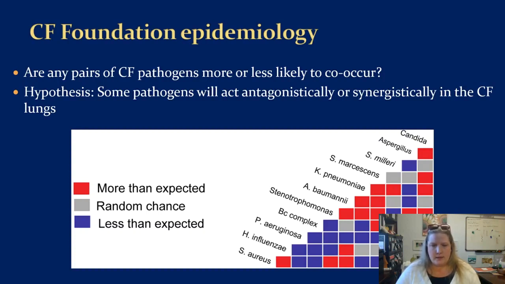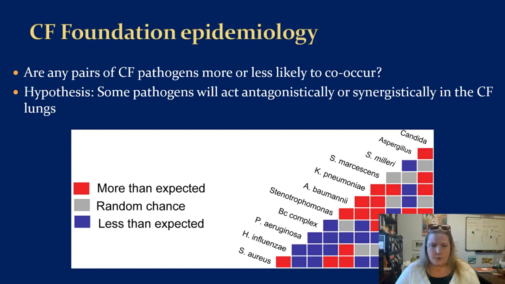And what you can see is many of these have blue boxes between them. If you follow the columns and rows, this would imply that these things are found less than would be expected by random chance, and thus they might be fighting, right? There are 2 red boxes within this region, though. Down here is a red box where Stenotrophomonas and Staph aureus, when found together, are more common than expected by random chance.